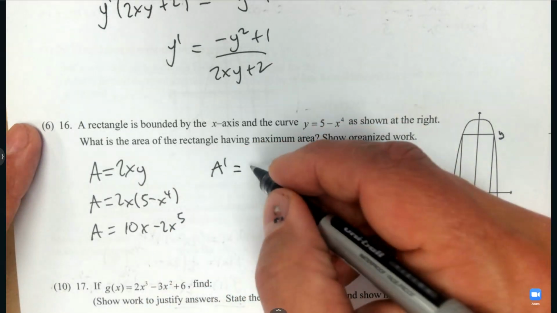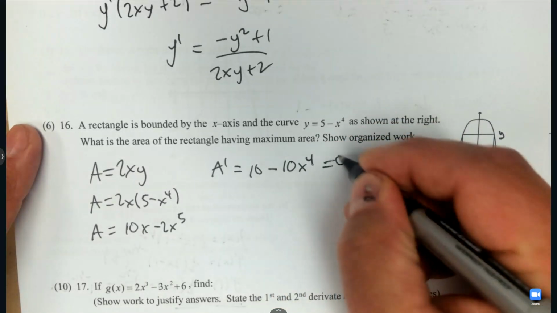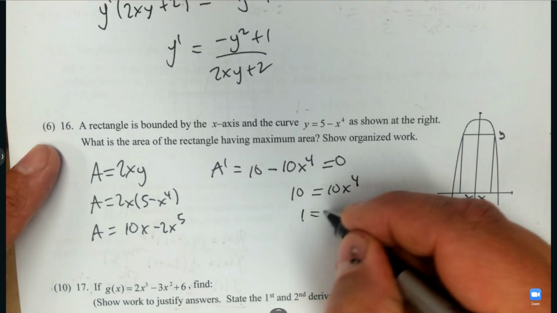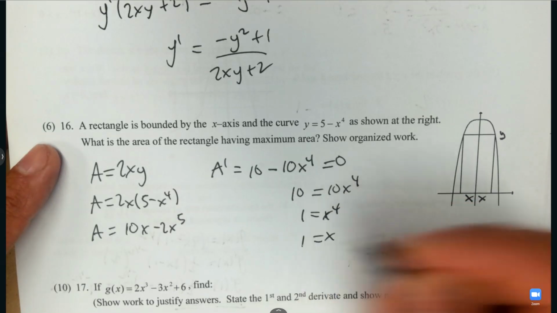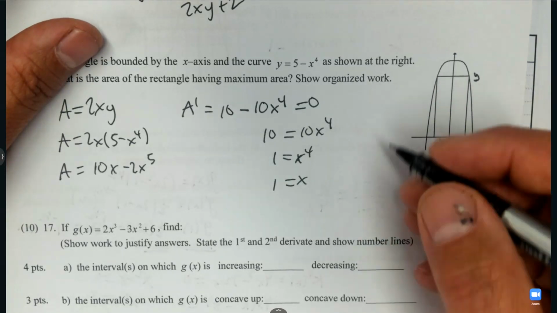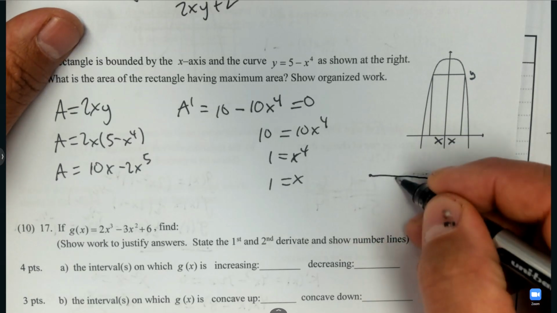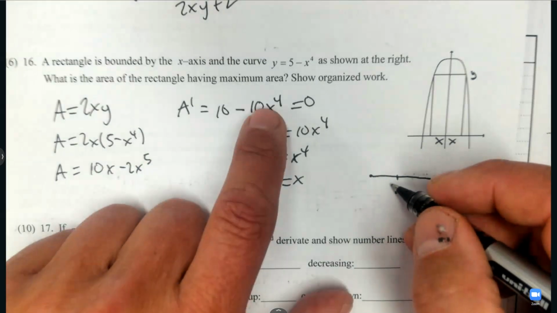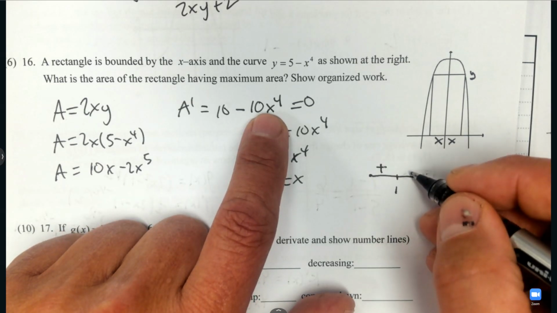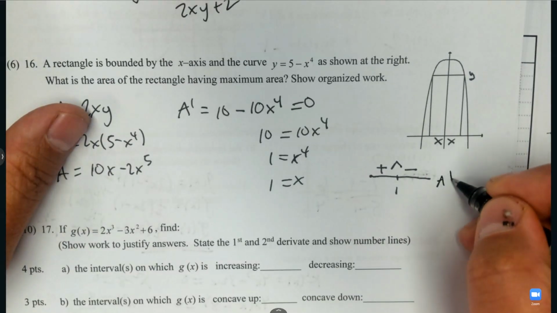Then I'm going to take the derivative, which is 10 minus 10x to the 4th. And then I'm going to make it equal to 0 and solve it. So I'm going to add 10x to the 4th, divide by 10. The 4th root, that answer is going to be 1. That solves that equation. If I did a number line here with 1, if I plugged in negative 1/2, the answer would be positive. If I plug in like 2 or 3, it's negative. That creates a maximum, which is what I wanted in terms of the derivative.